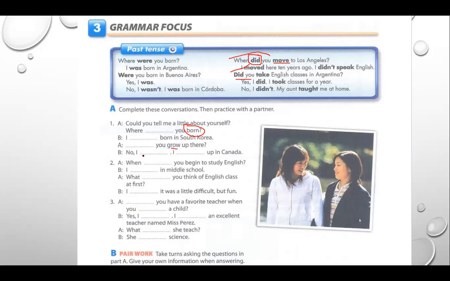No, I didn't. Como doy la respuesta larga, the verb needs to be used in past. I grew up in Canada.